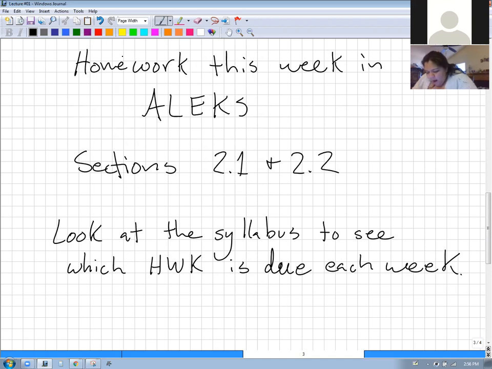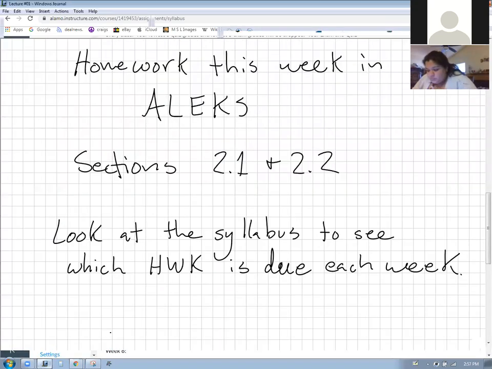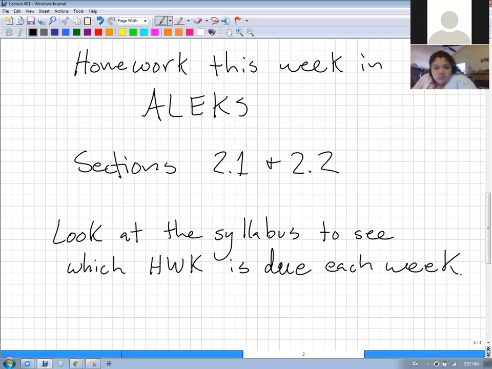Whatever week we're in, you can always look at the syllabus. Under the calendar, you can see the sections that will be assigned, and in ALEKS, you can see the due dates. I'm trying to leave it fairly loose, so you have plenty of time. So let's check out our grade book here.